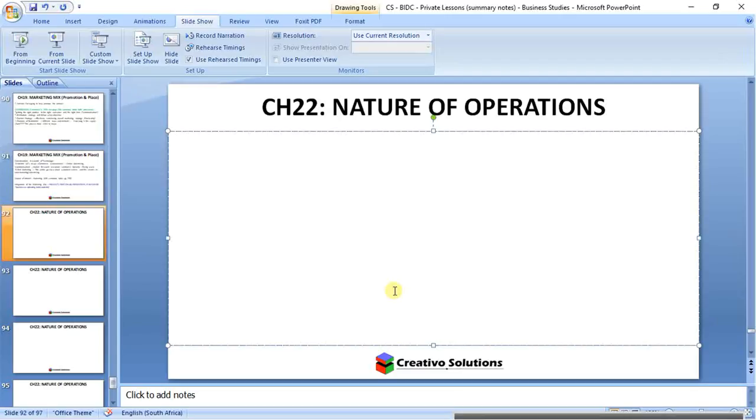So next chapter that we need to look at is chapter 22, the nature of operations. Okay, I'll start by reading the learning outcomes. Number one, understand what is meant by operations management. That's important. Right, so this whole concept of operations. Number two, appreciate the nature of the production process and how value can be added.